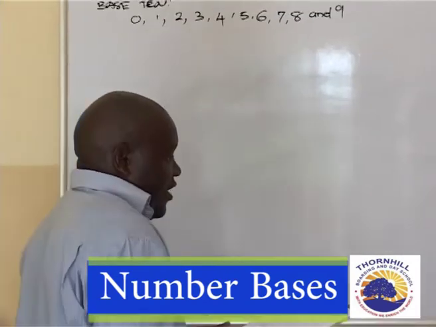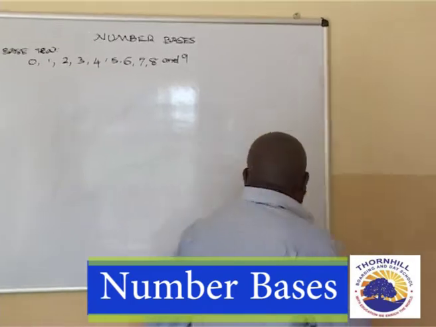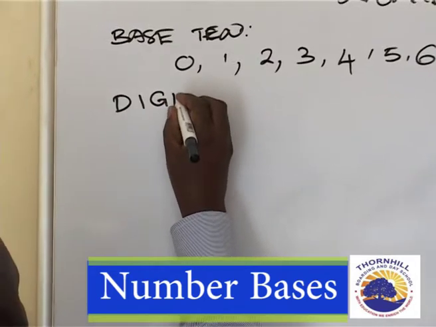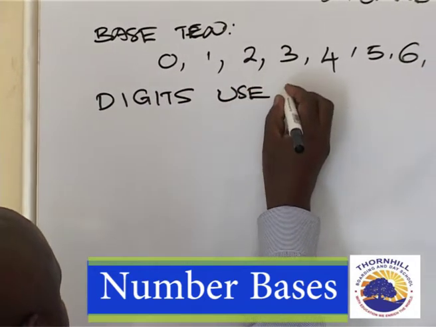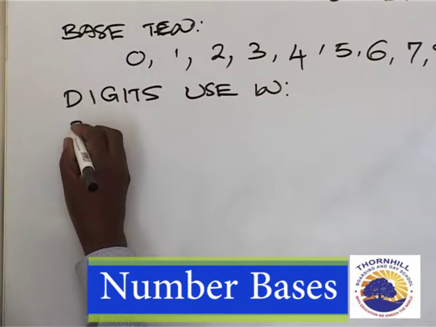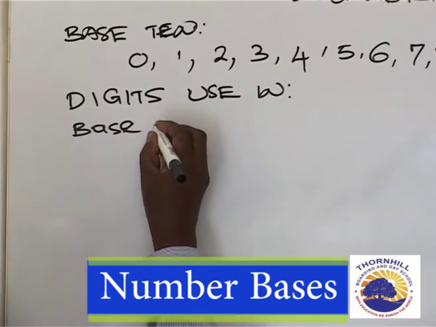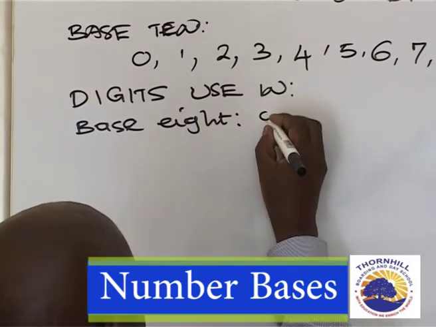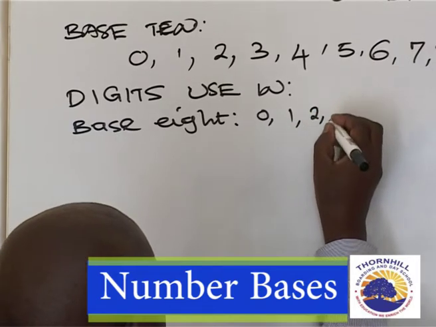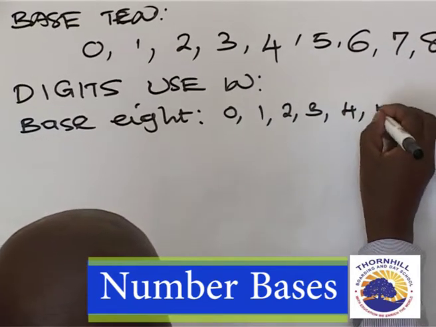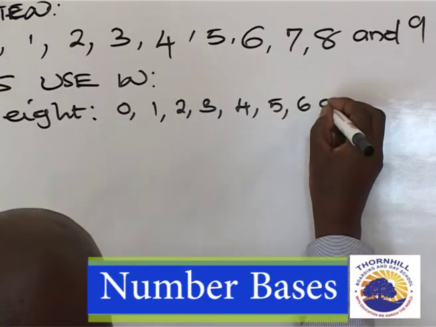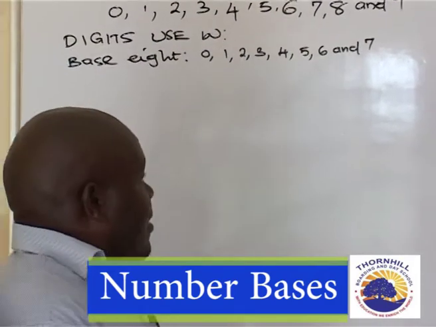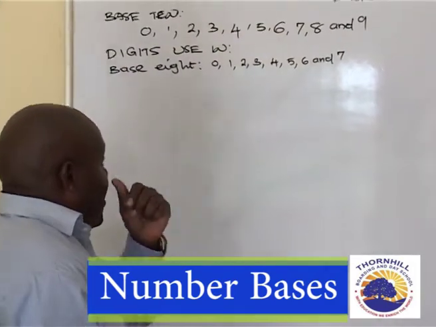So when we come to other bases, we have base 8. So we are looking at digits used in, say, base 8. In base 8, we use 0, 1, 2, 3, 4, 5, 6, and 7. There is no 8 in base 8. The highest digit in base 8 is actually 7.